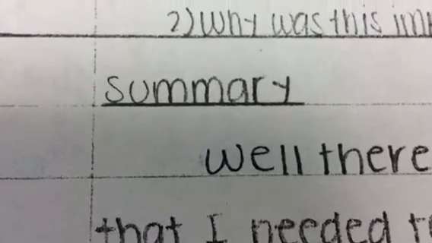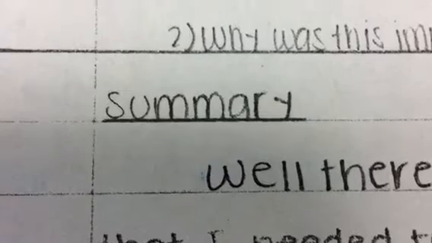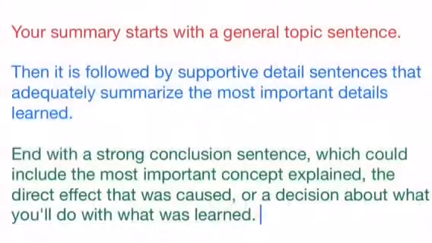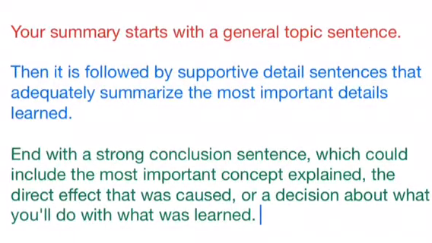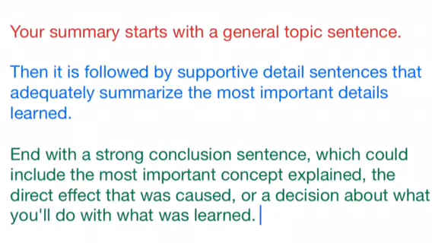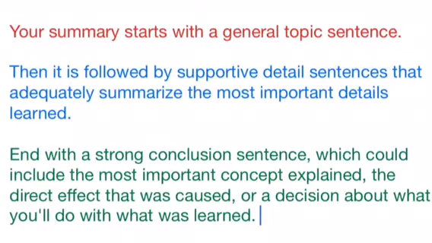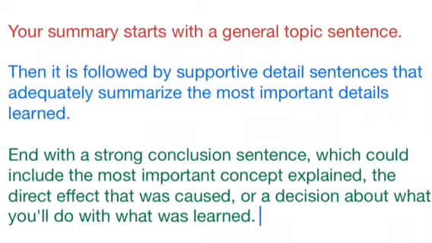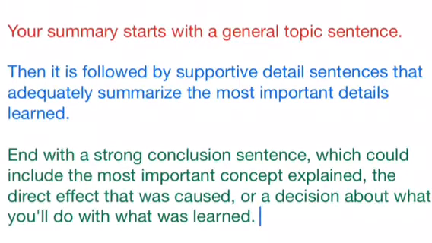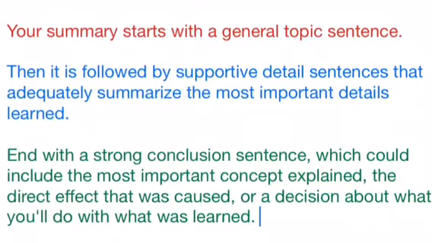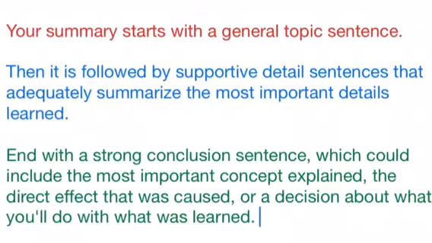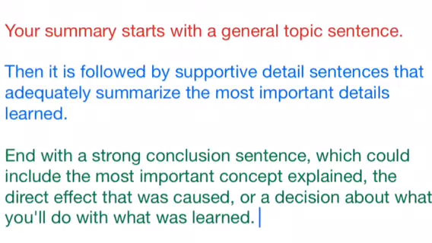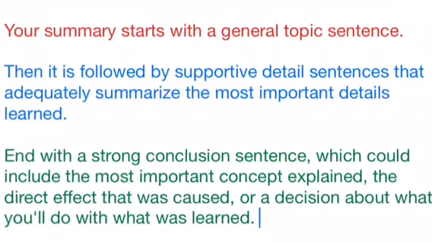After both your left and your right columns are done, it's time to work on your summary. Your summary should begin with a general topic sentence. Then that is followed by supportive, detailed sentences that adequately summarize the most important details that you learned. End with a strong conclusion sentence which could include the most important concept explained, the direct effect that was caused, or a decision about what you'll do with what you've learned.